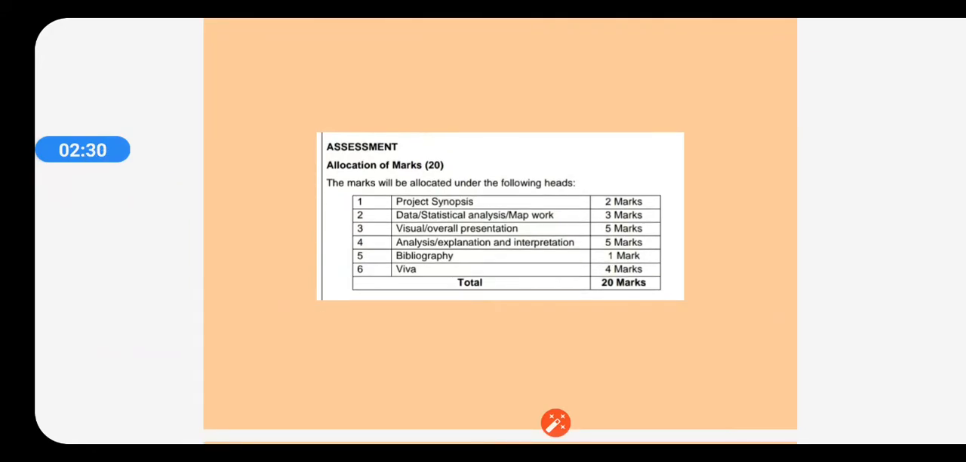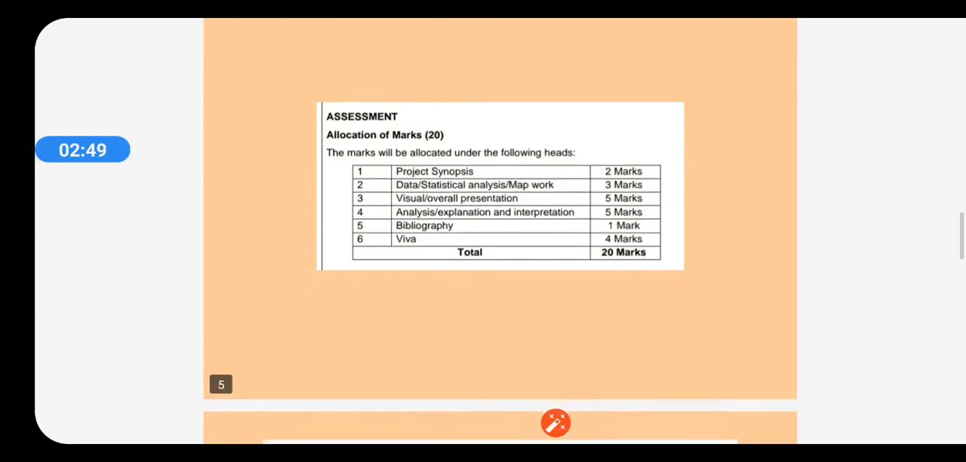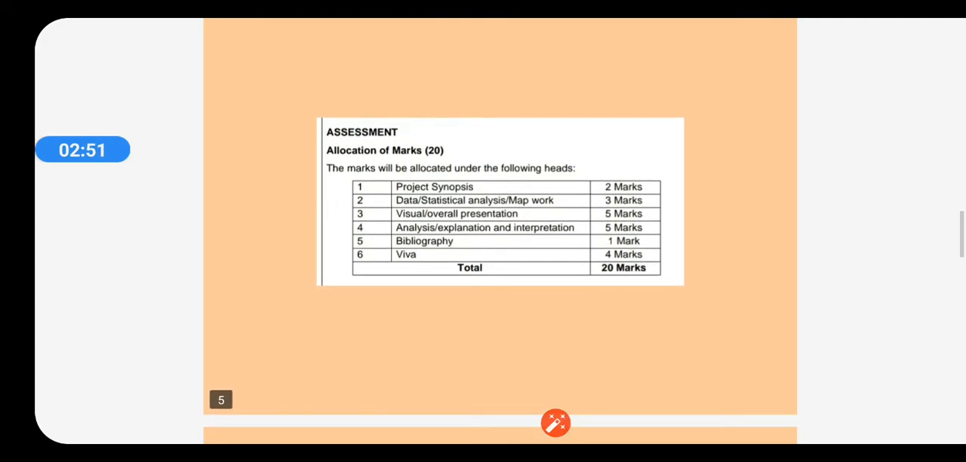Here are the marks distribution for the 20 marks of project. 2 marks for project synopsis, 3 marks for data or statistical analysis or map work, 5 marks for visual or overall presentation, 5 marks for analysis, explanation and interpretation, 1 mark for bibliography, and 4 marks will be for viva. You will also have a viva that is of 4 marks.